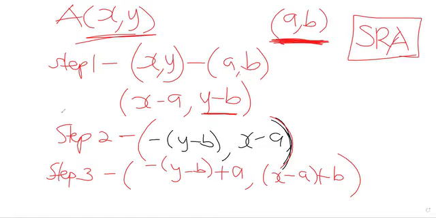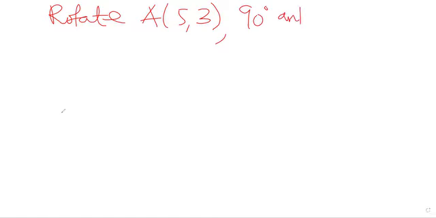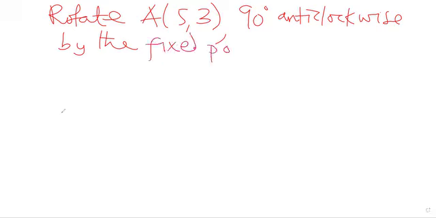So let's take a question like this. Rotate point A(5, 3) 90 degrees anti-clockwise about the fixed point (-2, -1). So you are rotating point A(5, 3) 90 degrees anti-clockwise about the fixed point (-2, -1). So how do we rotate this?